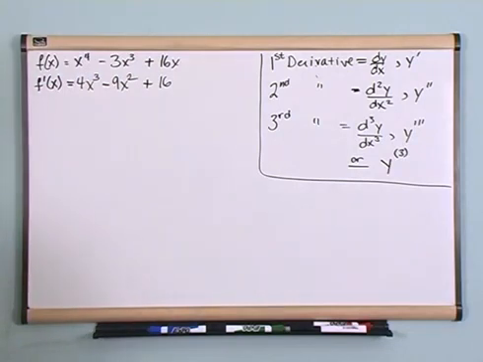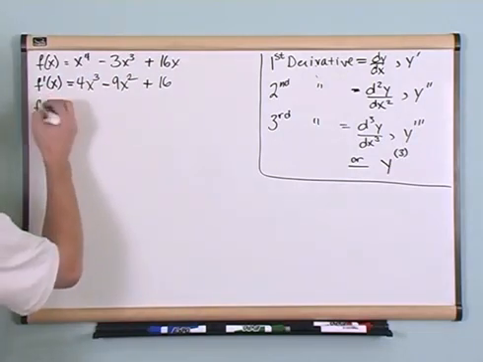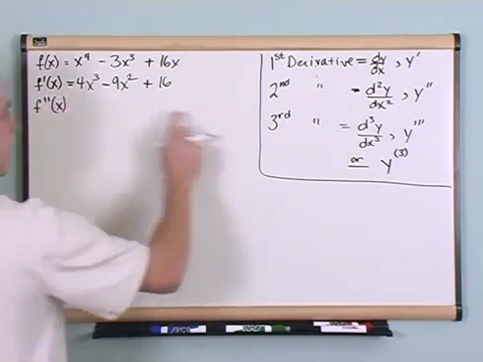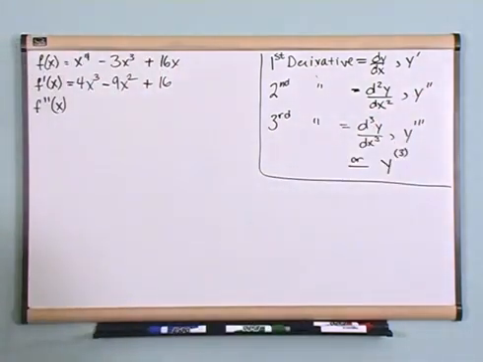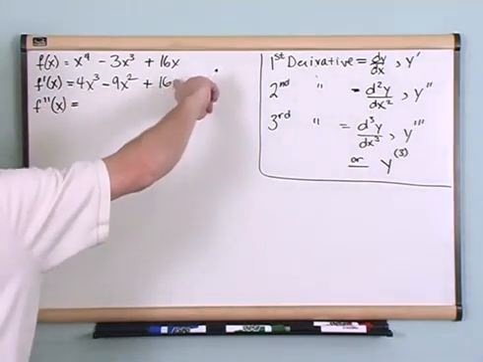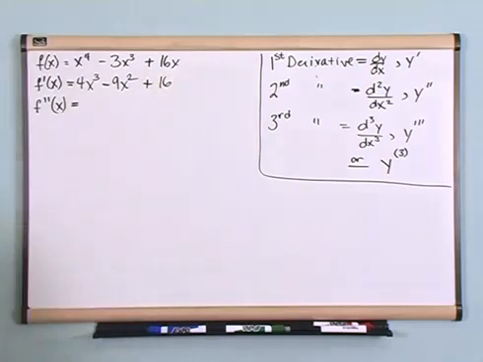Okay? So the question is, what's the second derivative? Well, we write that with the 2 little prime marks, like this. The only thing you have to do here is, in order to find the second derivative, you just look at the first derivative and take the derivative of that. And that will give you the second derivative.